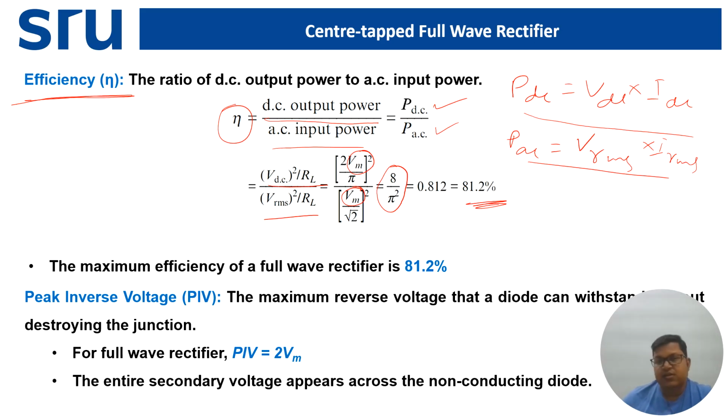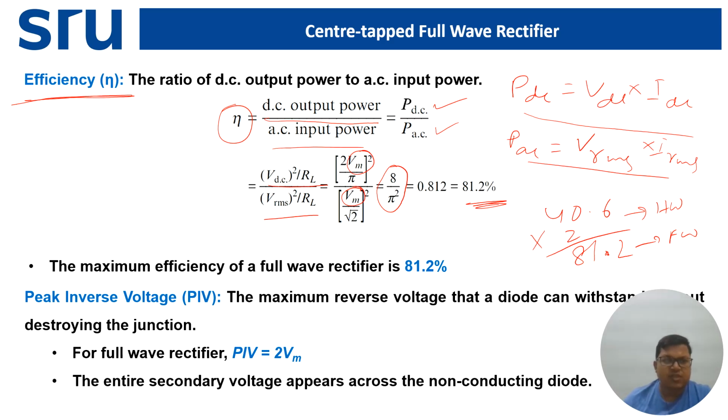You can see that efficiency has doubled, because earlier for the half wave rectification it was 40.6%, and now it is the multiplication of 2, which becomes 81.2%. So that was for the half wave rectification, and this is for the full wave rectification. Full wave rectification just doubles the efficiency. So this is all about the efficiency.